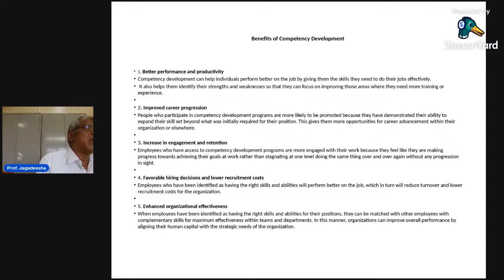You need not find out the micro-related knowledge, skill and attitude by conducting a separate written test or practical examination; that may not be required. So the recruitment cost will be apparently less. Enhanced organizational effectiveness: competency and organizational effectiveness will always go hand in hand. And this is the situation.